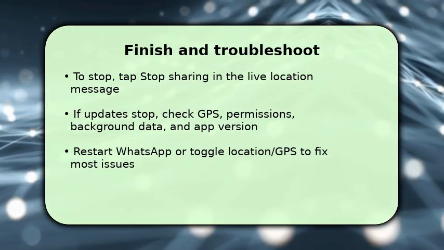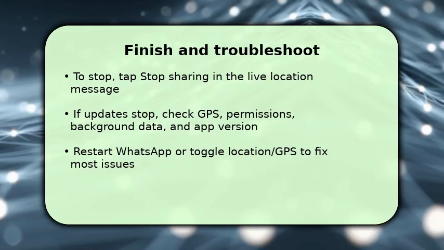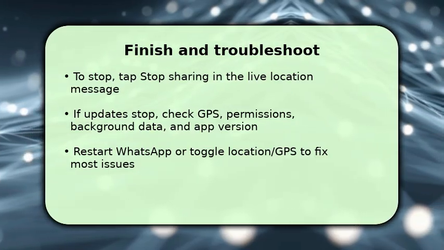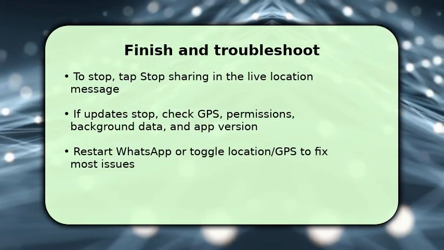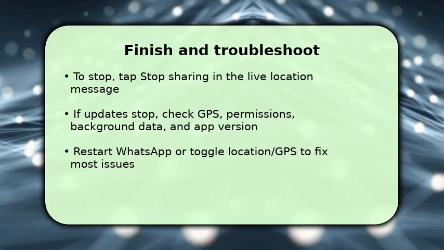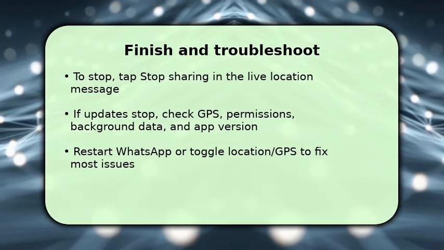Once checked, restart WhatsApp or toggle location services off and on to force a refresh. If problems persist, update the app. That typically resolves bugs affecting live location functionality.